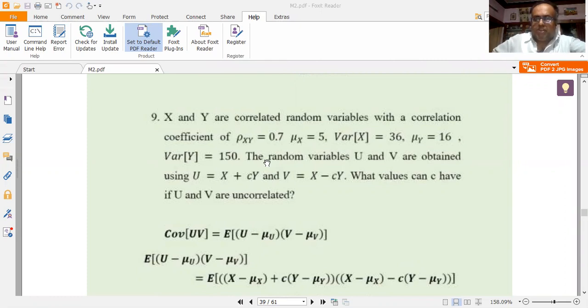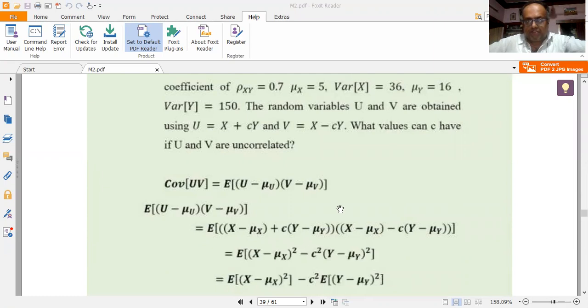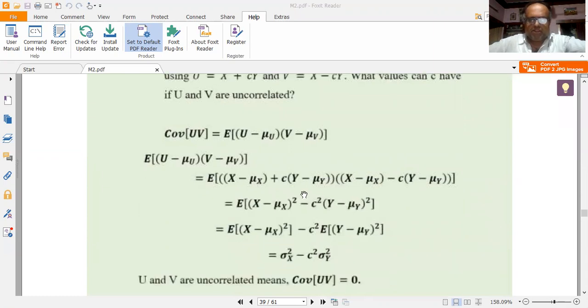Problem 9. X and Y are correlated random variables with a correlation coefficient rho xy equal to 0.7, mu x is equal to 5, variance of x is equal to 36, mu y is equal to 16, variance of y is equal to 150. The random variables U and V are obtained using U is equal to X plus cY and V is equal to X minus cY. What value can c have if U and V are uncorrelated, he has asked. So let us solve it.